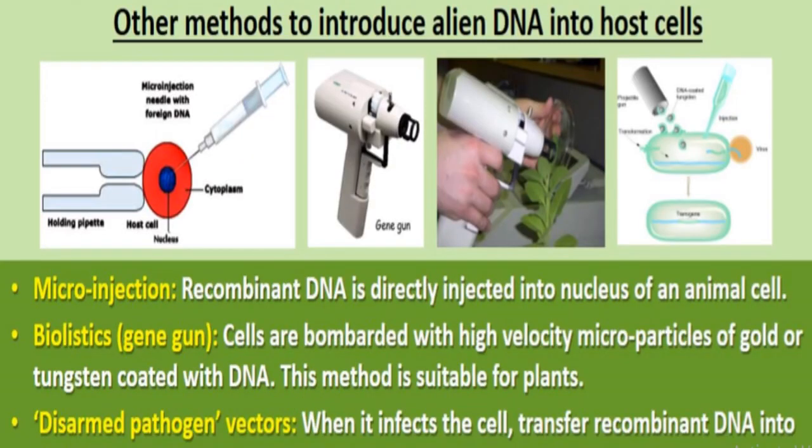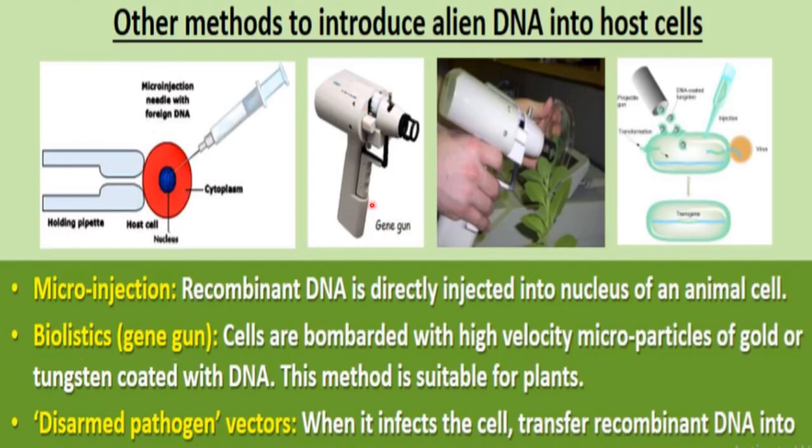These are some other methods to introduce alien DNA into host cell. First is microinjection, in which this type of injection is used to transfer recombinant DNA directly into the nucleus of host cell. So this is host cell, this is nucleus of host cell, and this is cytoplasm. This is a holding pipette to hold this host cell, and this microinjection is used here having a recombinant DNA in it, and with the help of it, recombinant DNA is directly injected into the nucleus of this host cell.